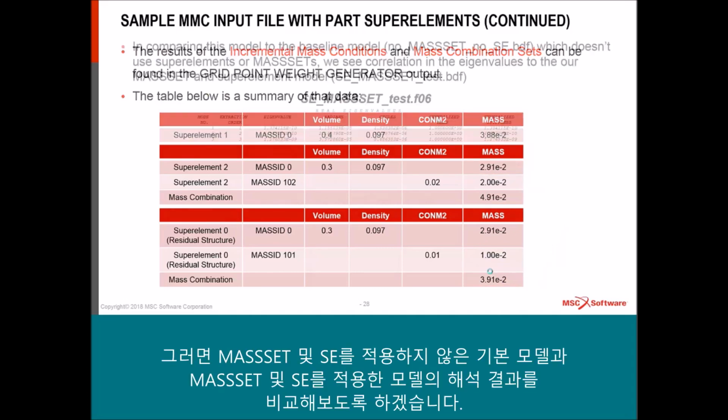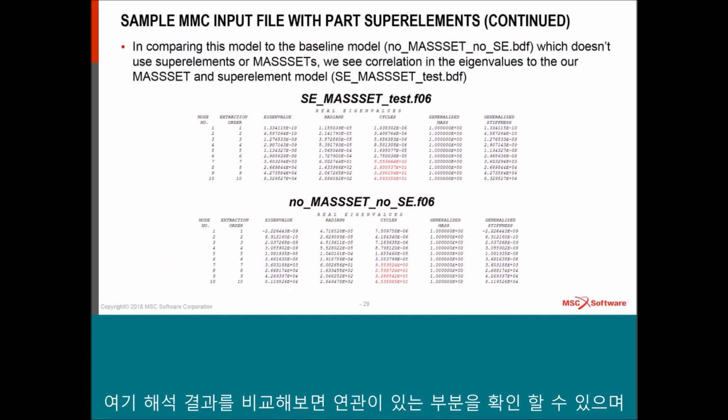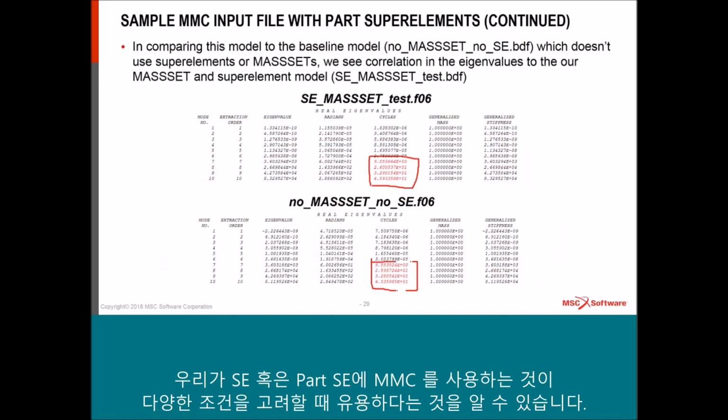Just for fun, we did a baseline model with no mass sets and no superelements, and compared it to our model that uses superelements and mass sets. We compared the model results, and they do correlate. So it's something that you can use for superelements as long as it's a part superelement.